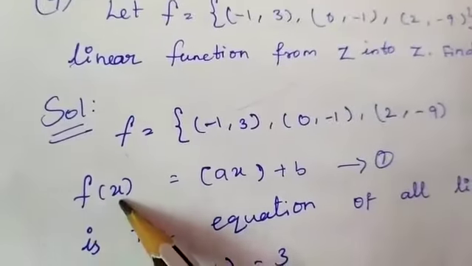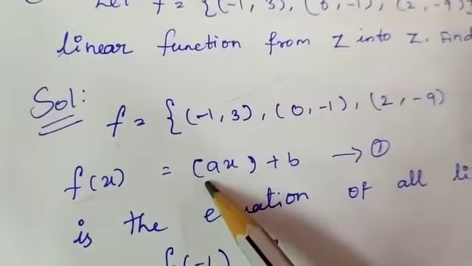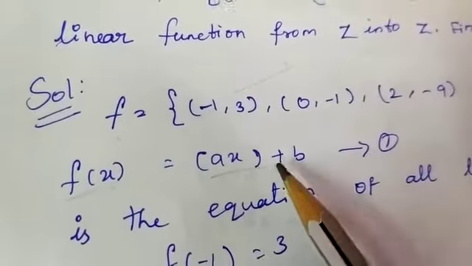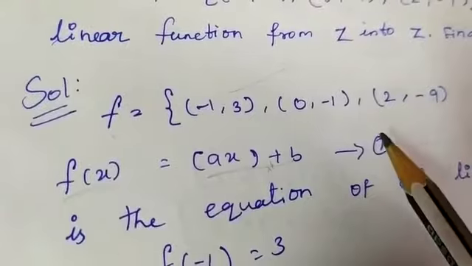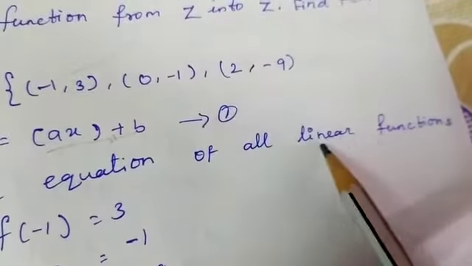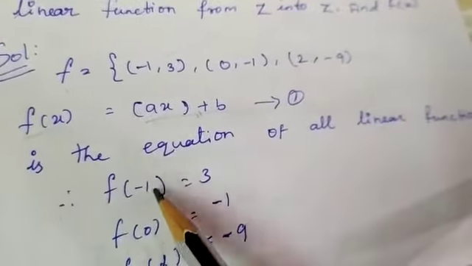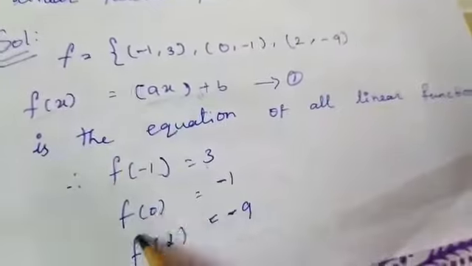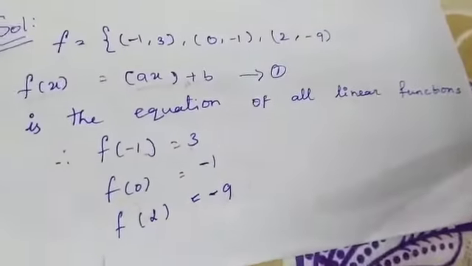So our f of x, already you know, the normal form of f of x is ax plus b. This is my first equation, the equation of all linear functions. Now we are finding: f of -1 is equal to 3, you can see. Then f of 0 is -1, you can see. f of 2 is -9, you can see.